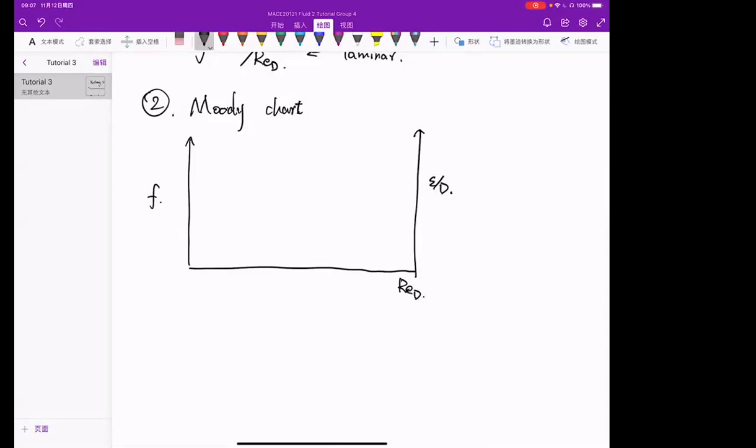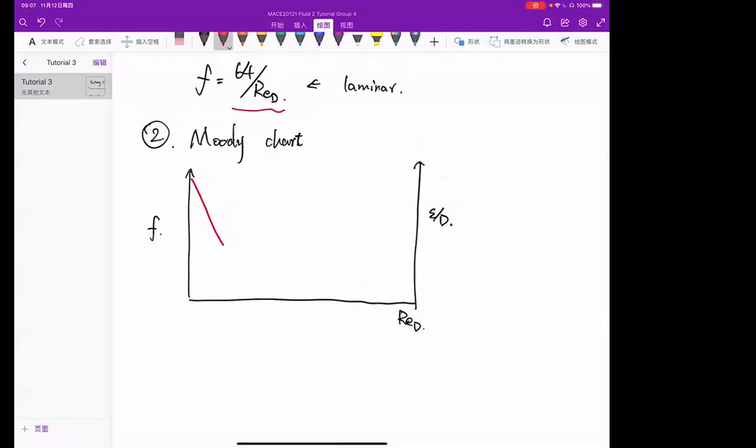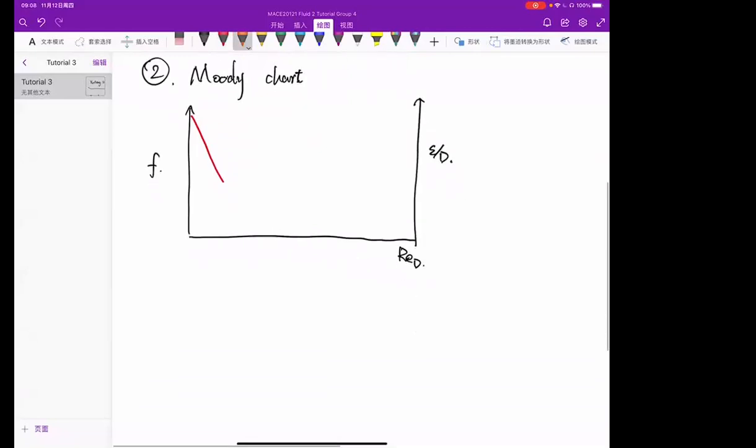The Moody chart has several parts. First is the laminar region, I will use red, so this one is laminar. Since this is linear, you should refer to the laminar formula here. Beyond that, we have the fully turbulent section, which looks like this. For this fully turbulent section, the friction factor only has a relationship with the Reynolds number. So if you have a fixed Reynolds number, you could directly go up and find the corresponding f on the left-hand side.